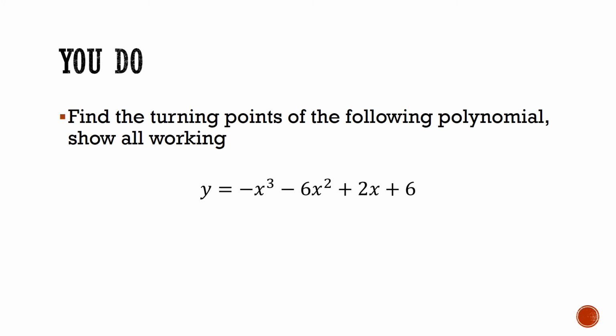Okay, so what I want you to do is find the turning points for this polynomial: negative x cubed minus 6x squared plus 2x plus 6. Just follow these 3 steps and you'll be able to work out what the turning points are.